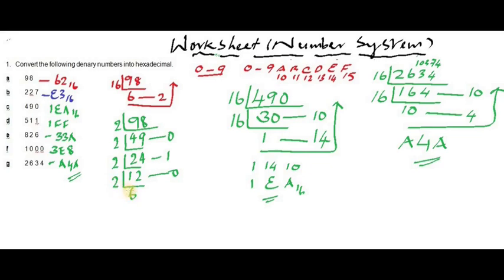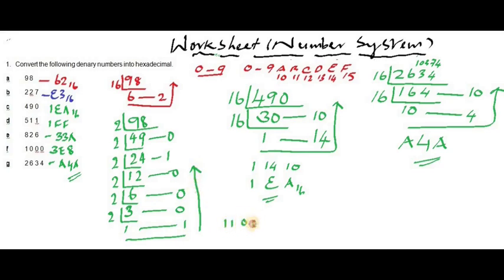Again divide by 2. 6 times 2, it is 12, right? The remainder will be 0. Still divide by 2. 3 times 2, it is 6. The remainder will be 0. Divided by 2. 1 times 2, it is 2. The remainder will be 1. So our answer is like this, isn't it? So how to write the answer? 1 1 0 0 0 1 0. Okay, this is not our final answer.